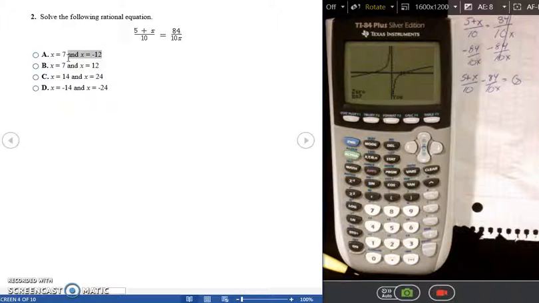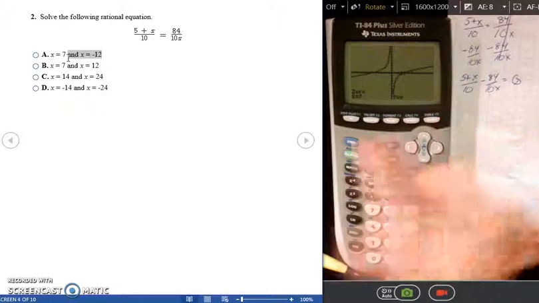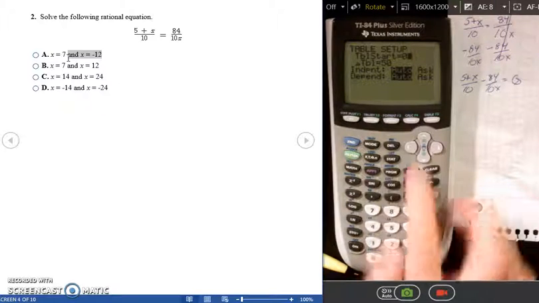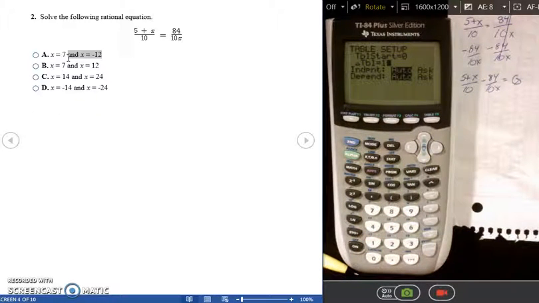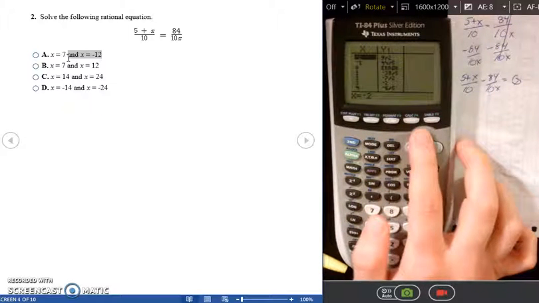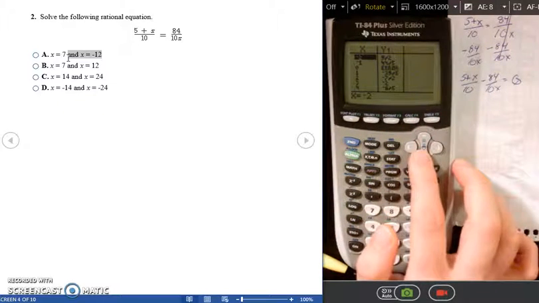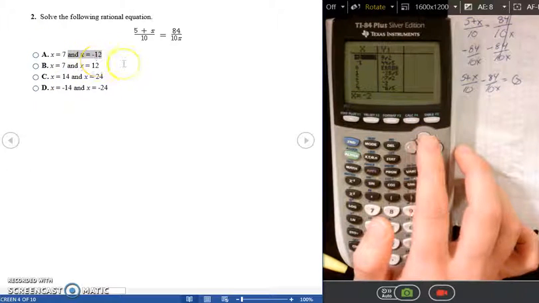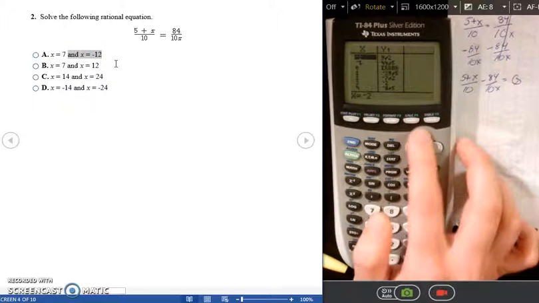And the other way you can do this, and just pick one way that you're most comfortable with, is using the table. So I'm going to go to Table Set, and I'm going to tell the table to start at 0 and to go by 1s in the X column. So then I'm going to go Second Table, and if I look, I need to look at the table where X is 7, 14, negative 12, positive 12, and then positive and negative 24. And if those are the answers, there will be a 0 across from it in the Y column.